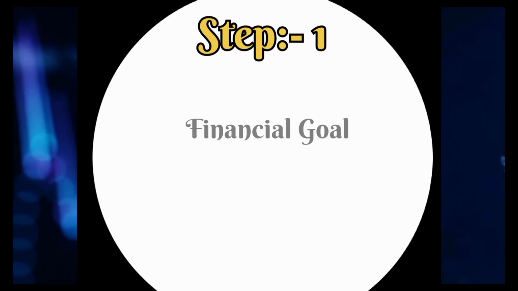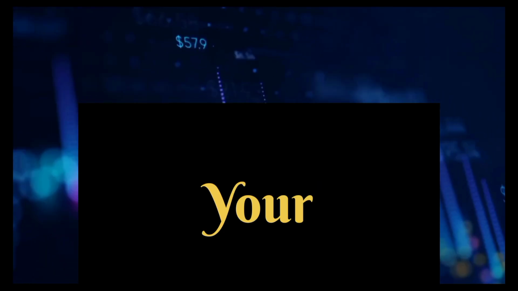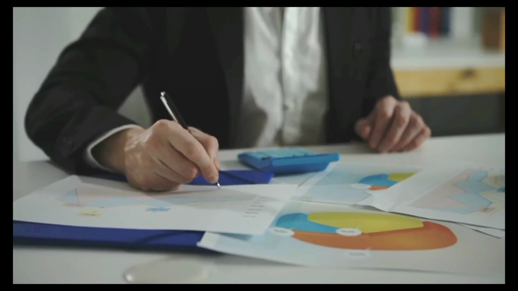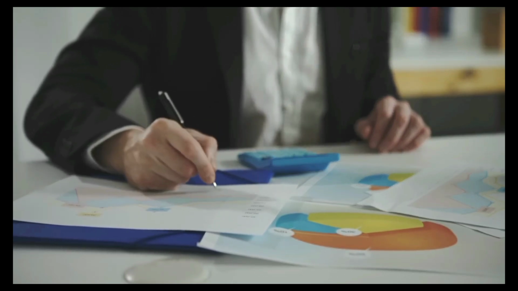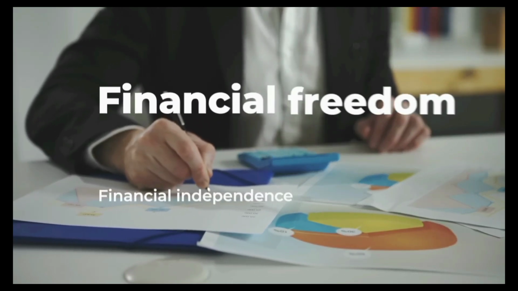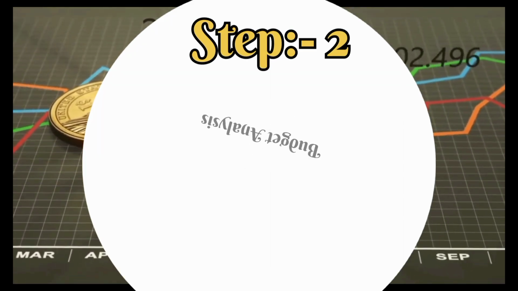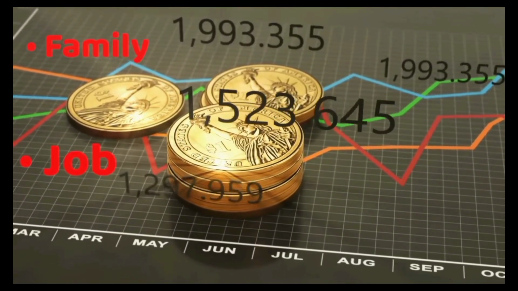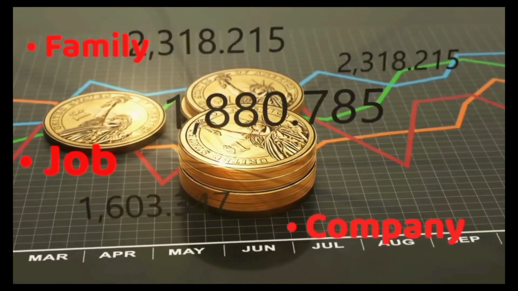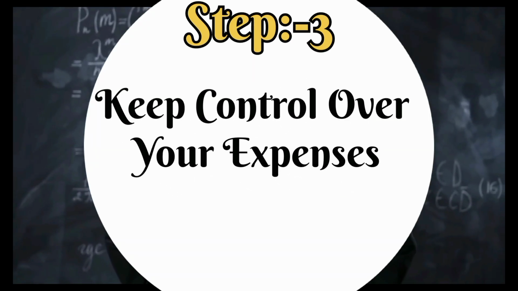Step 1. Financial goals. Define your financial goals, such as what your goal is, what you want to achieve, what the targets are. Write them down first and separate short-term and long-term goals. Step 2. Budget analysis. Track your income and expenses, and categorize your expenses. Step 3. Keep control over your expenses.